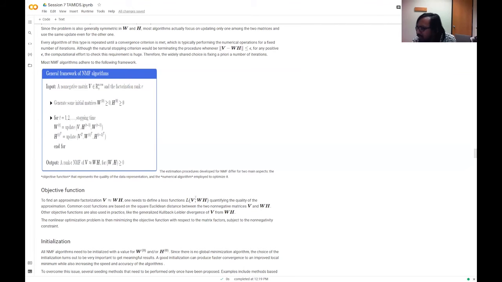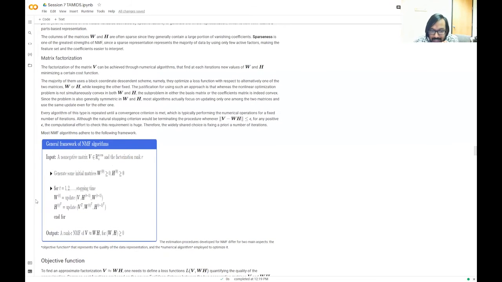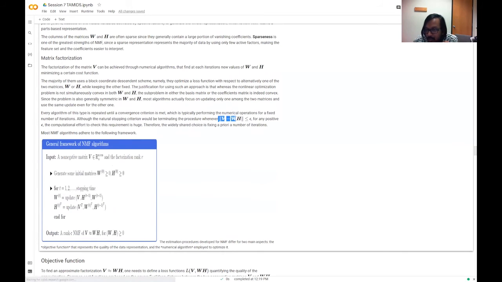So, but at the end of the day, the idea is that we are trying to track how good we are approximating V using W times H. Now, the ideal scenario would be to keep doing this until the approximation error is less than a certain threshold. But often the computational effort is too high. So we fix the number of iterations, say 100 or 200 or 1000, depending on the computational power of your machine.